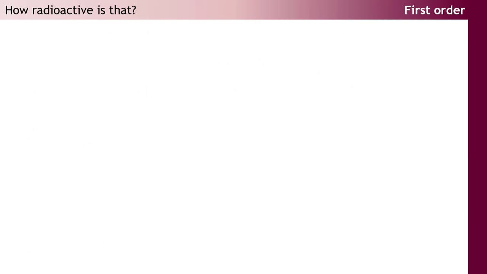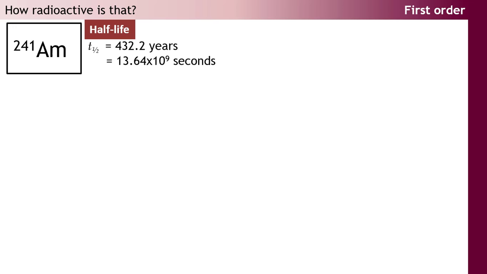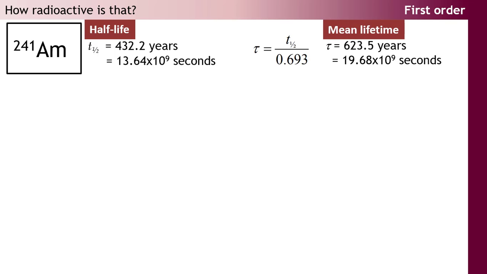Let's try it out. Let's use the smoke detector isotope americium-241. Its half-life is 432.2 years, so it's quite straightforward to work out the average lifetime for each americium-241 atom. We can do it in years, which is meaningful to us, or if you like scientific notation, you can do it in SI units of seconds. From this, we can work out the decay rate, the kind of probability of decay within a period of 1 second.